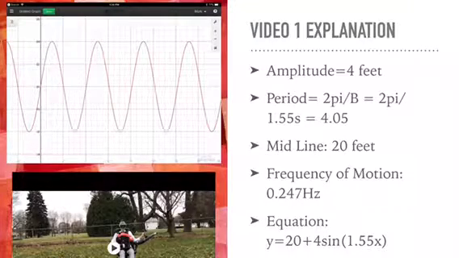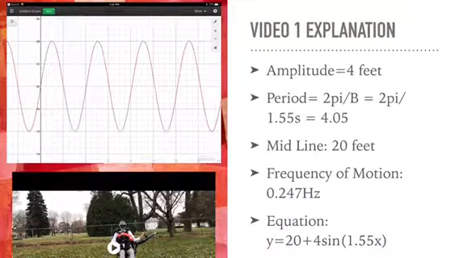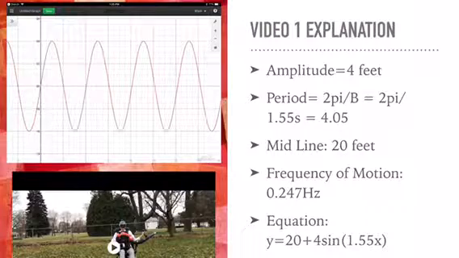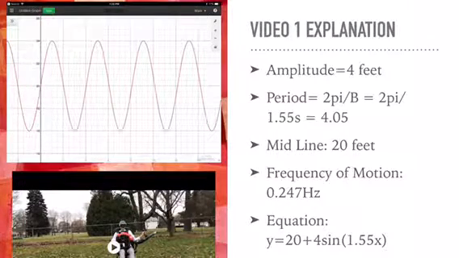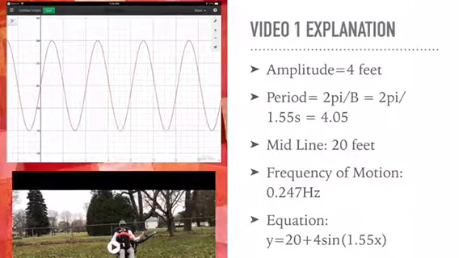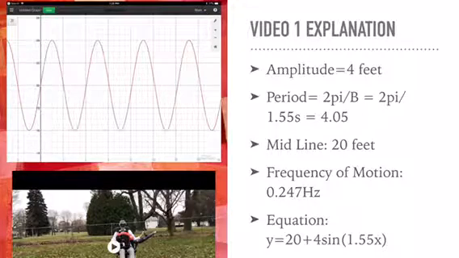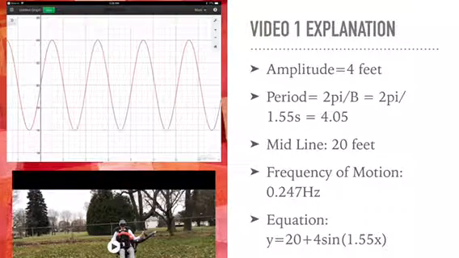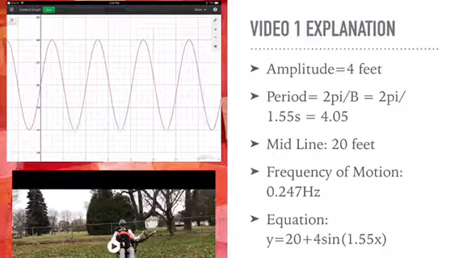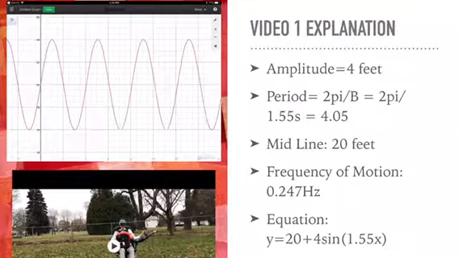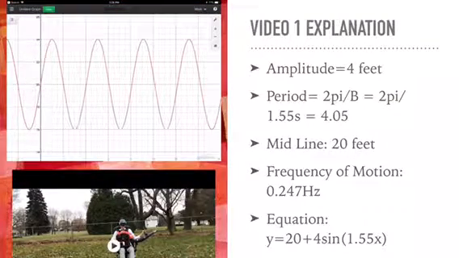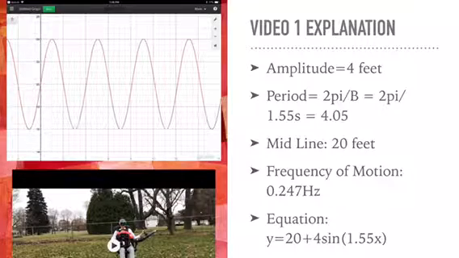Video 1 explanation of Mark sitting in an office chair while sitting down. The amplitude is equal to 4 feet. The period, which is 2π over b, equals 2π over 1.55 seconds, equals 4.05. The midline is 20 feet.